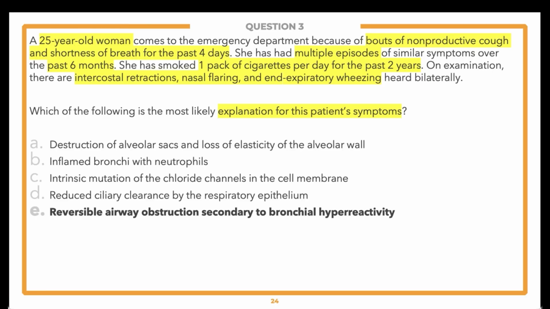What about the other options? I think I saw destruction was the second option, which again, that's the emphysema picture. That's not going to be what's going on with just a limited smoking history in a young woman.